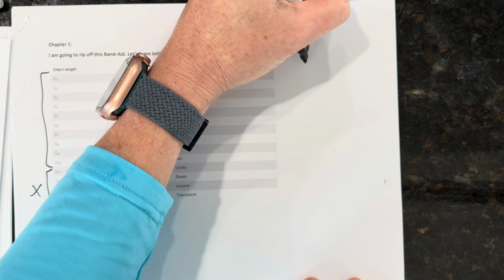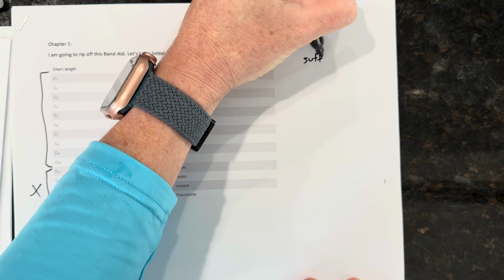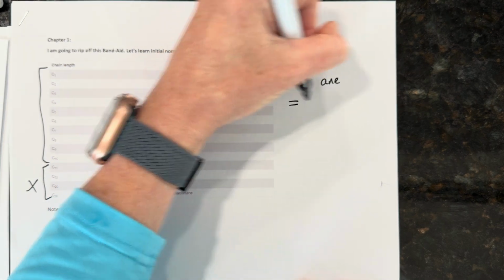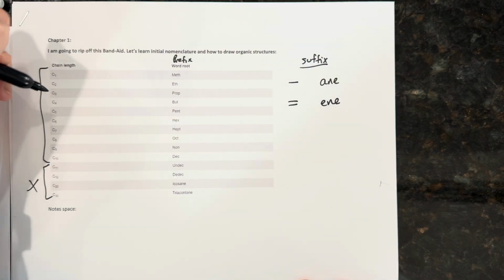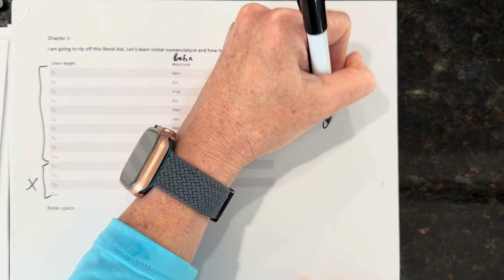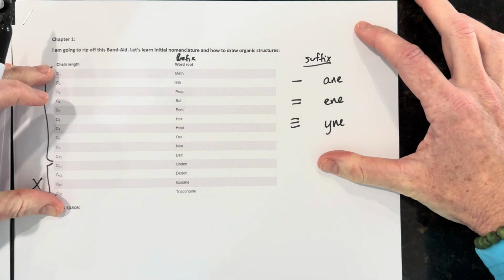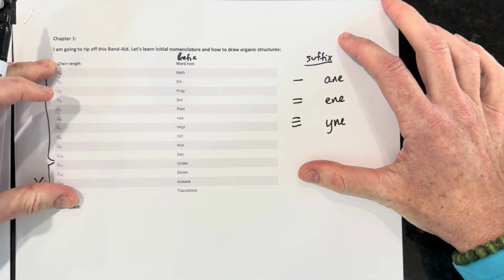And then the suffix for organic structures is going to be as follows. If you have a single bond, it's going to be ane. If you have a double bond, it's going to be ene. And if you have a triple bond, it's going to be yne. And they happen to be in alphabetical order if you need help remembering those: A-E-Y. So ane, ene, yne. Okay, so these two ideas right here pair together to make organic structures.